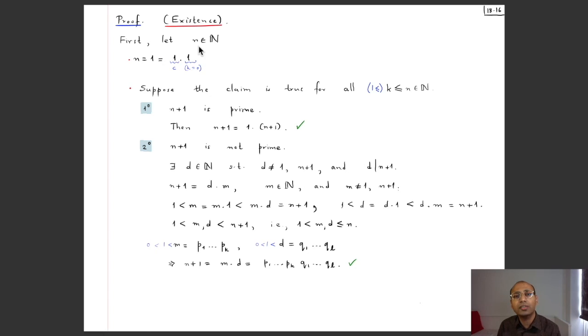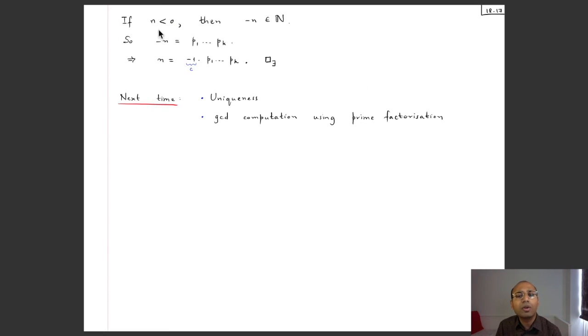So far we have covered the case when the integer is positive. Now let us consider the case when n is non-zero integer but negative. So we have already seen the proof of existence when n is a positive integer, and now when n is a negative integer, then we know that minus n is a positive integer, so minus n is a natural number. And so by the previous part, we know that this minus n can be expressed as a product of primes, P1 to Pk, and by multiplying throughout by minus 1, we get that n is equal to minus 1 times P1 to Pk, and then you have got this C is minus 1 and you have a product of primes. So the claim is also true in this case.